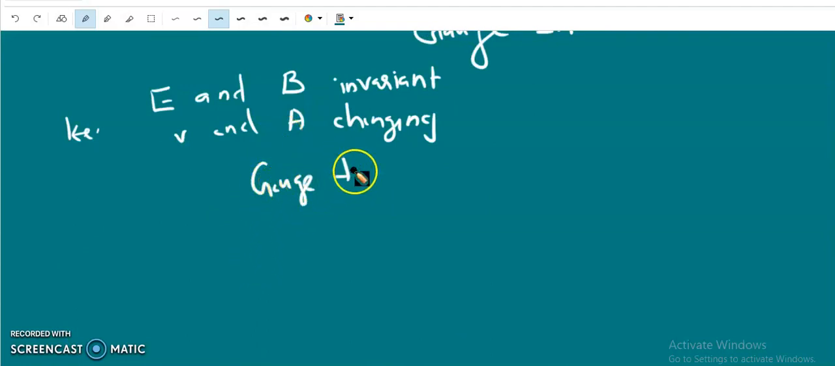We saw its equations, V prime is equal to. And this phenomenon of keeping the fields E and B invariant by changing the potentials is known as the gauge transformation. So by changing A, we have a freedom to choose the divergence of A. Now we can write these gauge transformation equations in relativistic form.